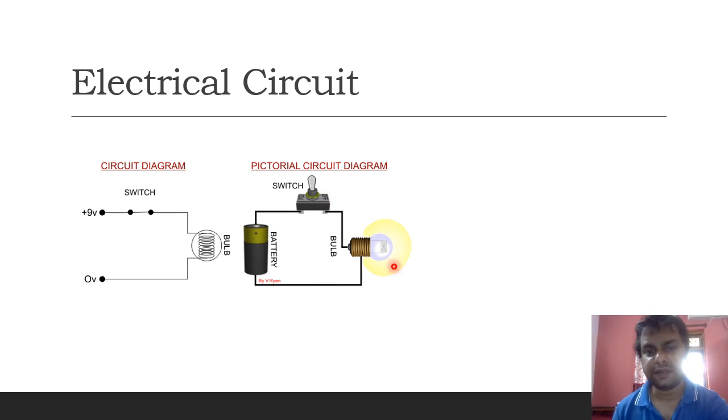The appliance can be different appliances. It could be a bulb, it could be a fan, it could be a television set, it could be a music set, whatever. And there would be something creating a potential difference across the circuit, to allow electrons to flow from one end to another. And when electrons flow from one end to another, the electricity or current flows through that particular circuit. This is how it would look.